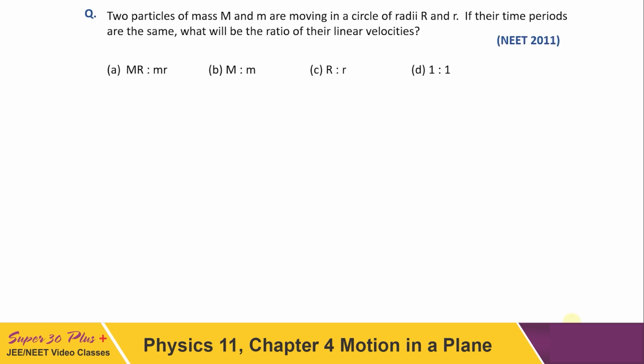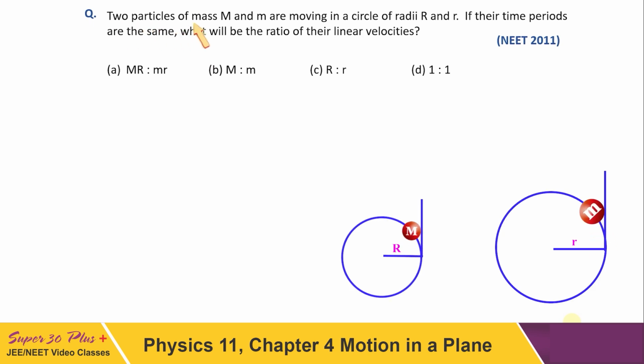Next is the question which had come in NEET 2011. Two particles of mass capital M and small m are moving in circles of radii capital R and small r. If their time periods are the same, what will be the ratio of their linear velocities? Okay, here time periods are the same and we have to write the ratio of linear velocities.